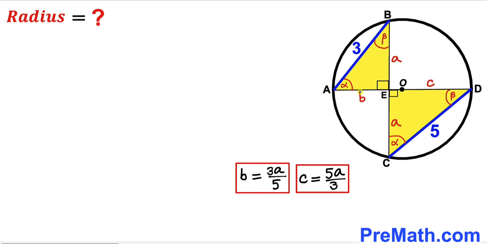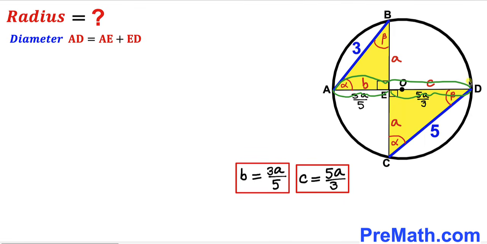So therefore I'm going to replace this lowercase b value as 3 times a divided by 5. And likewise I have replaced this c by 5 times a divided by 3, as you can see over here. And now let's make an observation. We can see that this whole diameter AD is going to be equal to the sum of these two segments AE and this other segment ED, as you can see in this given equation.